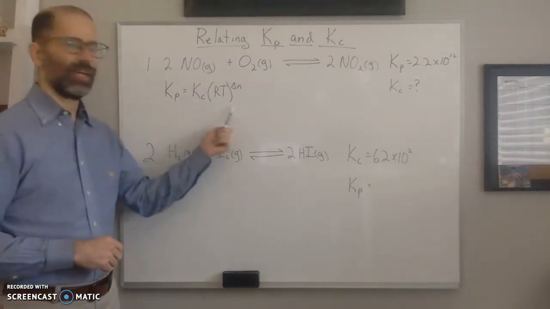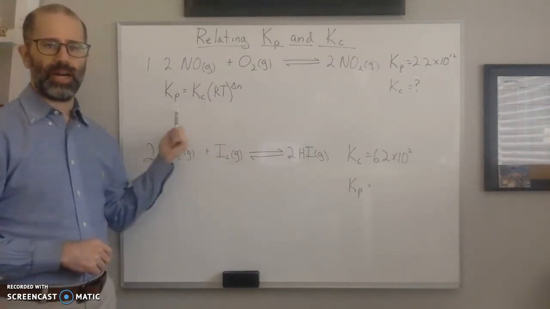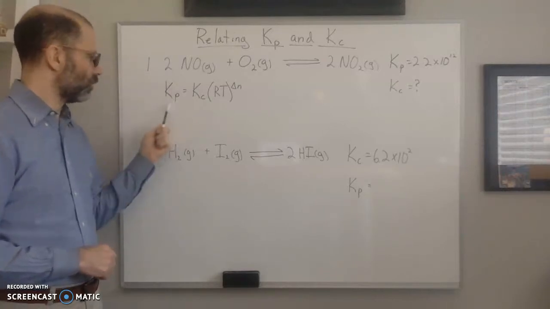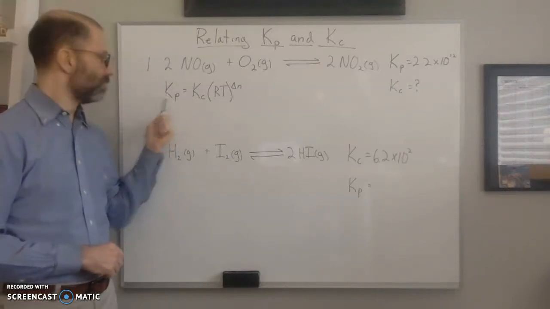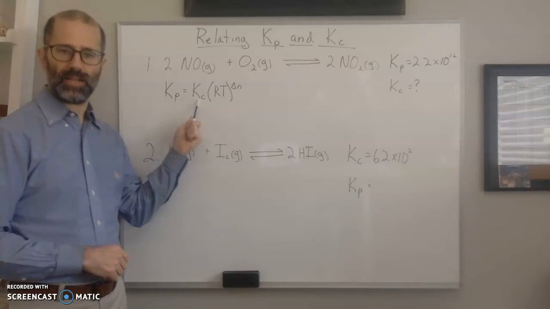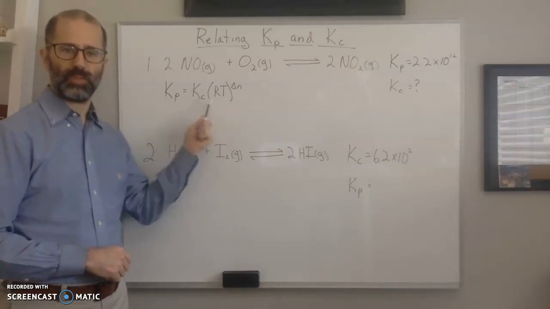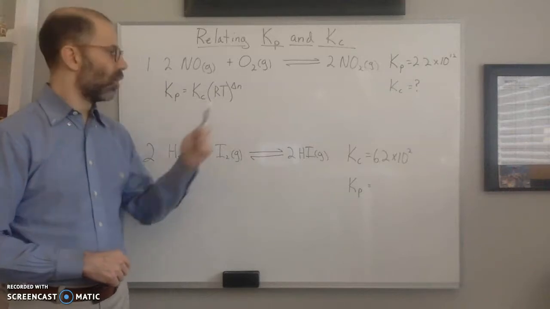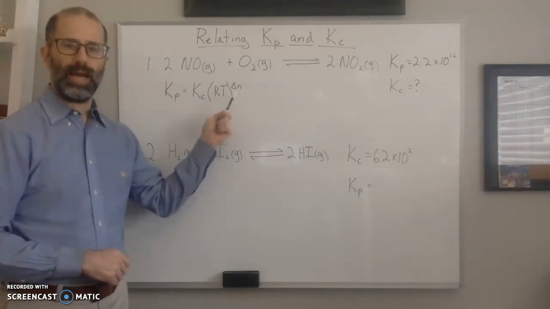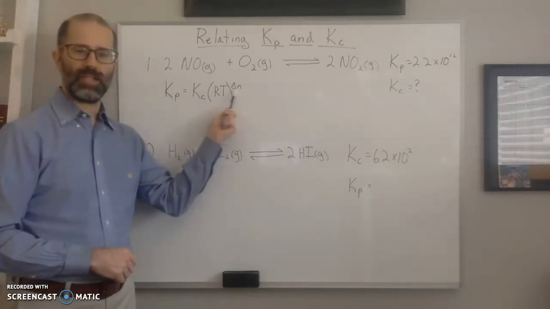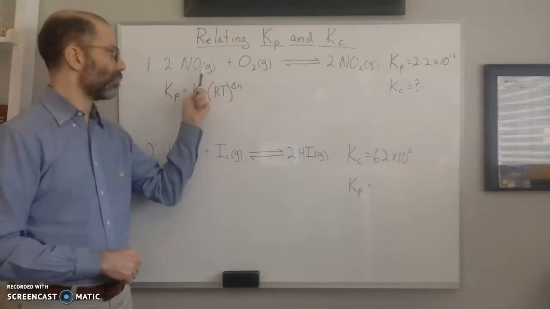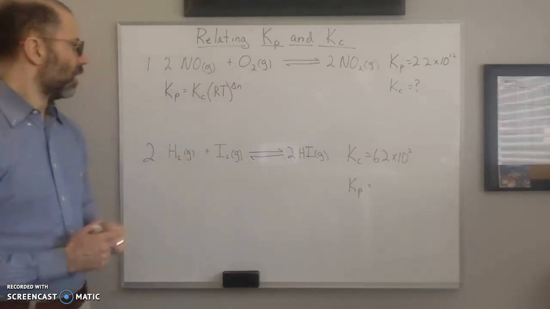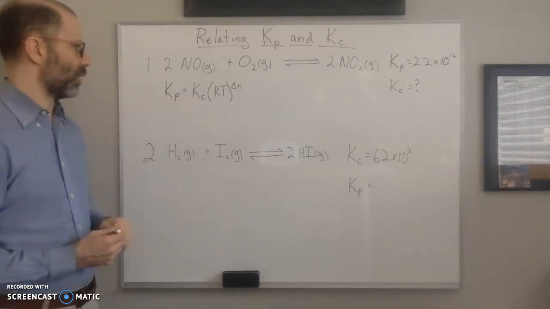So the equation that you have to know is this equation right here. The equilibrium constant in terms of pressure is going to be equal to the constant in terms of concentration multiplied by RT, both raised to the change in the number of moles. And again, the delta n here is the change in moles between your products and the reactants. And so that's what that means. And so we'll go over this problem here first.